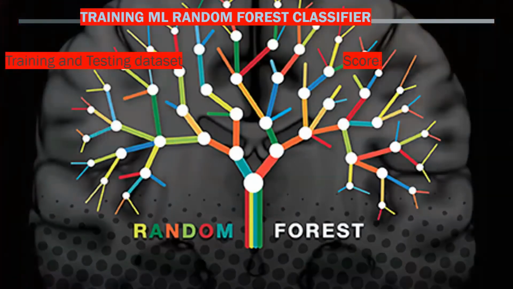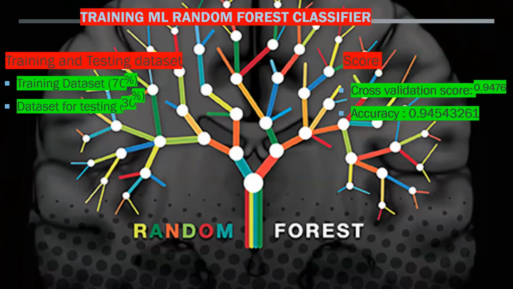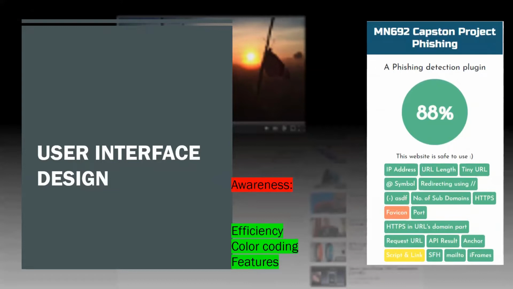So on this slide, I'm going to explain the random forest classifier, which has been created for training and testing of our data, which is split with the ratio of 70% for training and 30% for testing. Random forest classifier is to predict the accuracy of phishing with 95%. On the right side, we have the user interface design with efficacy, color coding, and features.